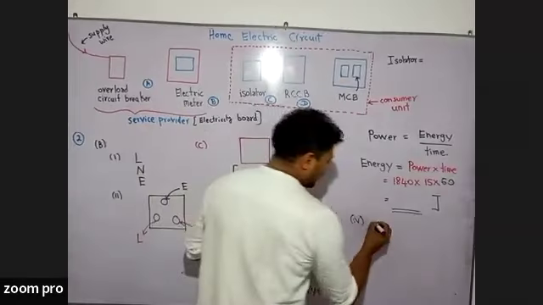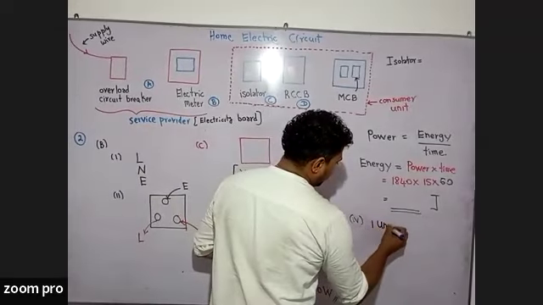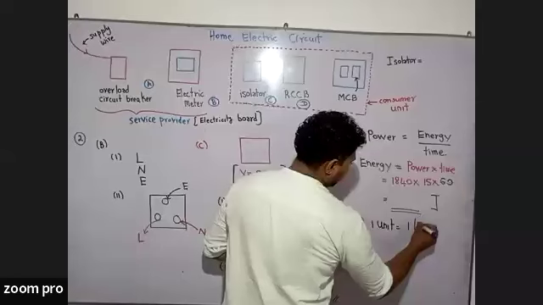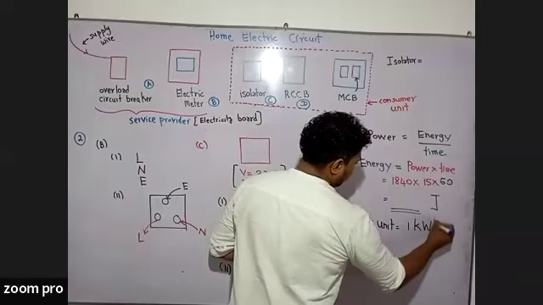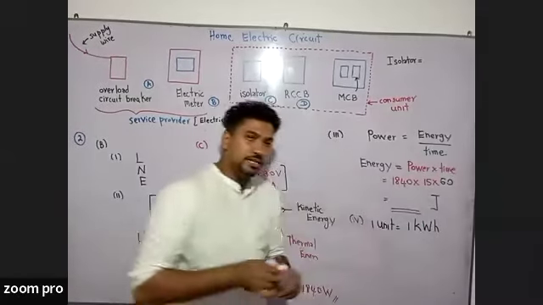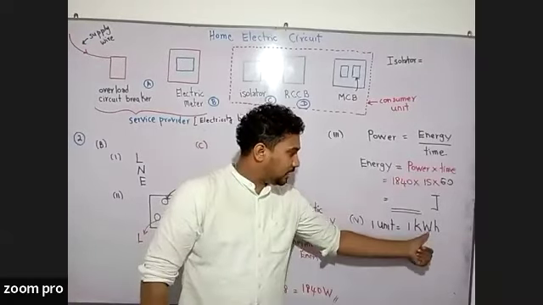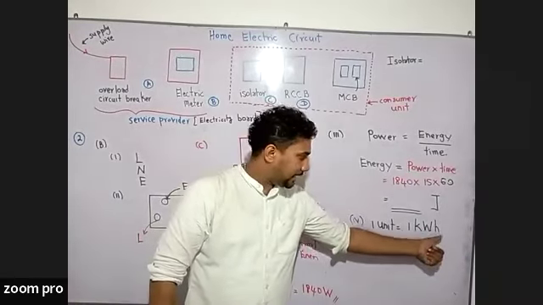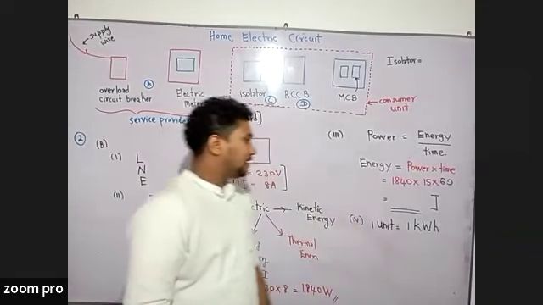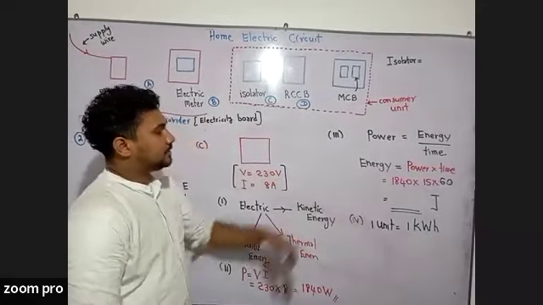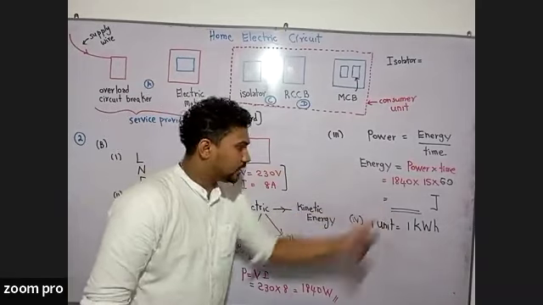One unit is equal to 1 kilowatt hour, right? So when you write down the kilowatt hour, k should be simple, W should be capital, and h should be simple, right? So how should we convert this energy into a kilowatt hour?